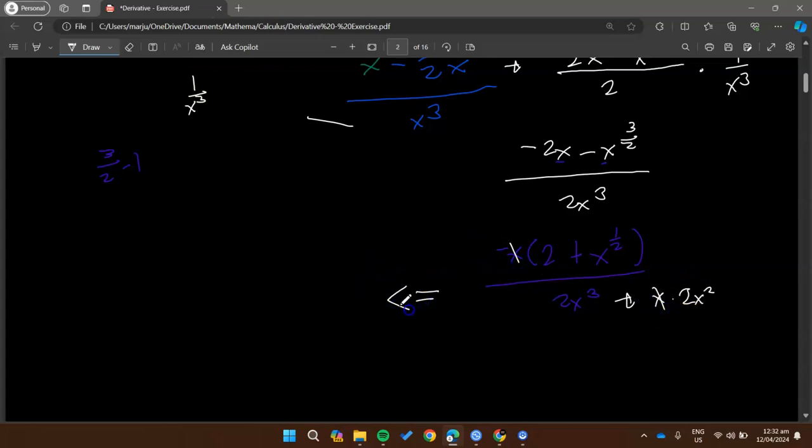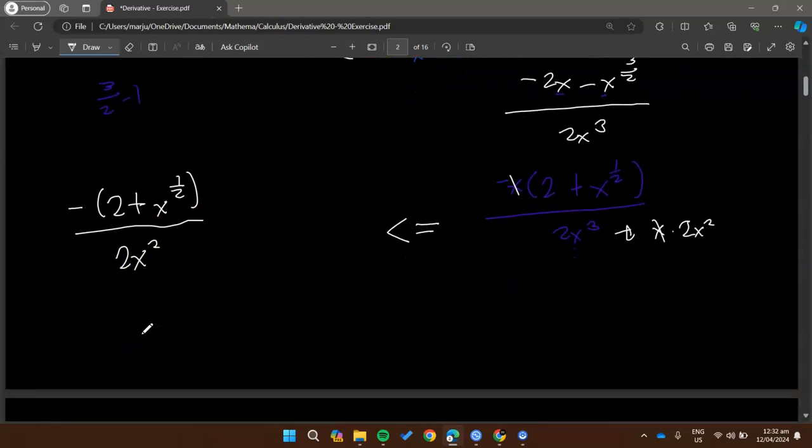We were left with negative 2 plus x raised to 1/2, all over 2x squared. Alright, or to simplify further, what is x exponent 1/2? That is just the square root of x, right? So we will now have negative 2 plus square root of x, all over 2x squared.